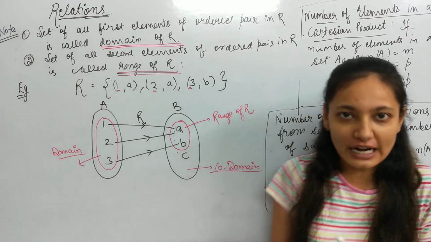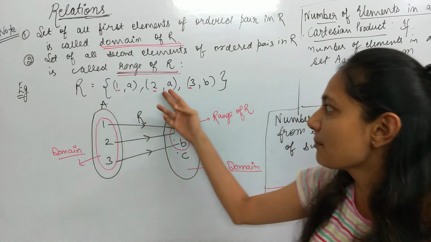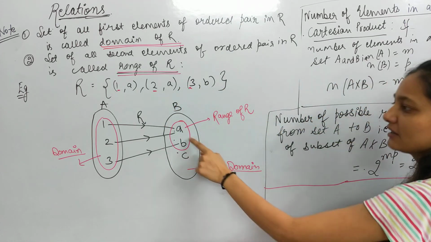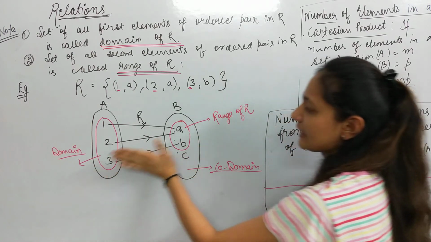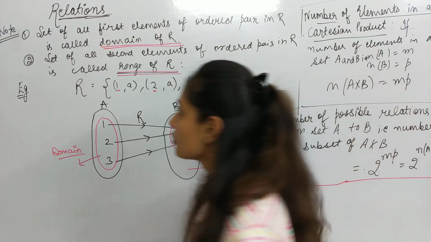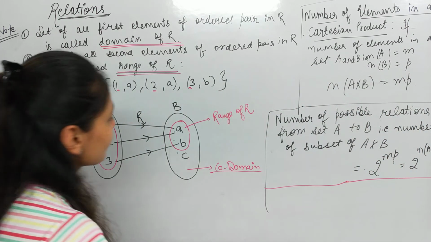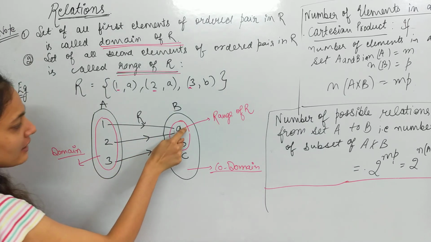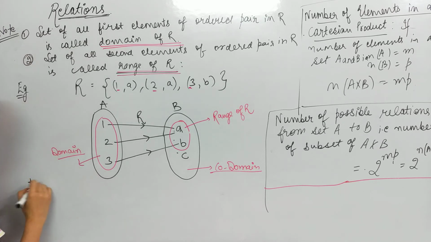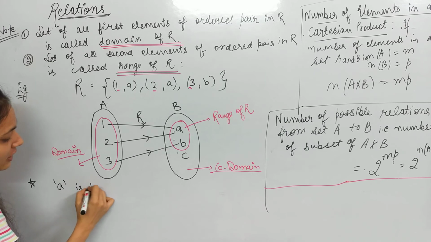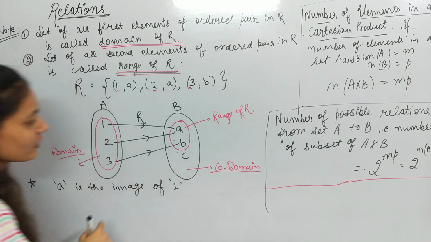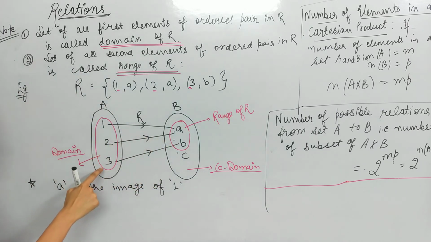Relation is a subset of Cartesian product, but in a relation sometimes some pairs are not written. Okay, and the first element will be your domain, the second element will be your range, and the whole set B will be your codomain. So these are some terms in the relation, that A is the image of 1. You use words like this. Also note that A is the image of 1, or B is the image of 3.